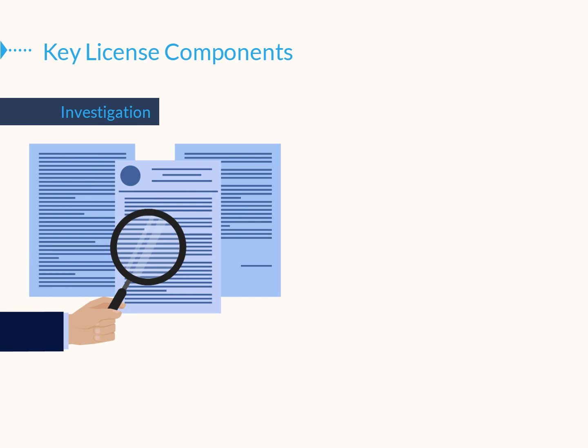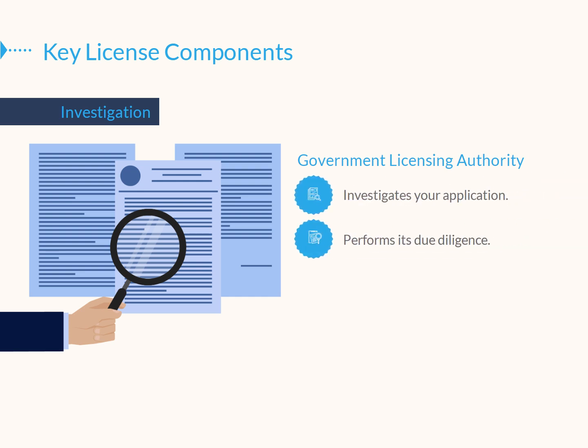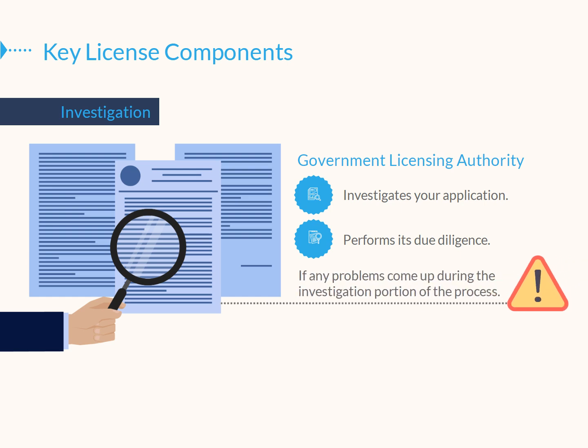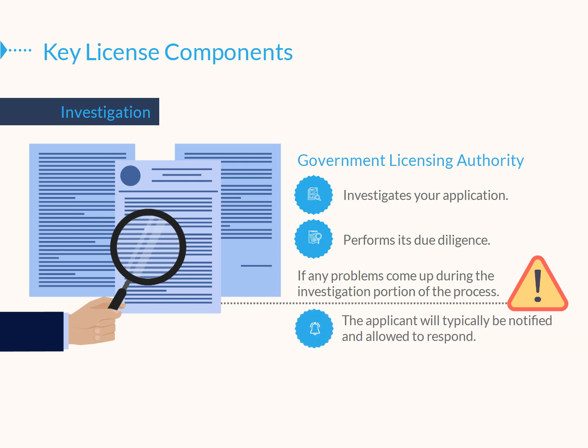Investigation. Next, you'll wait while the government licensing authority investigates your application and performs its due diligence. If any problems come up during the investigation portion of the process, the applicant will typically be notified and allowed to respond.